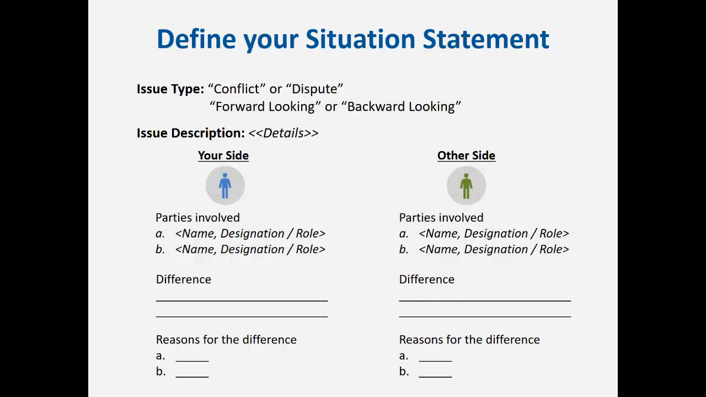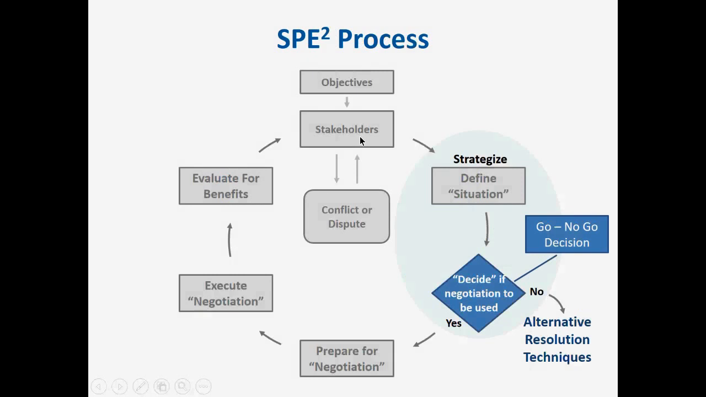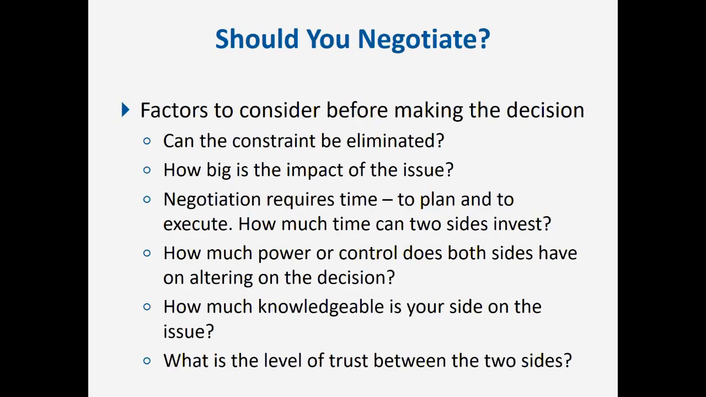And then the reasons for these differences. What could be the reasons for these differences? It's your hypothesis, but it's a good way to look at it objectively and remove people and emotions out of the situation. So this is at a high level how you understand the context of the problem or the issue at a time. Once you have done this, we go into the second step of strategies, which is to decide if negotiation needs to be used.